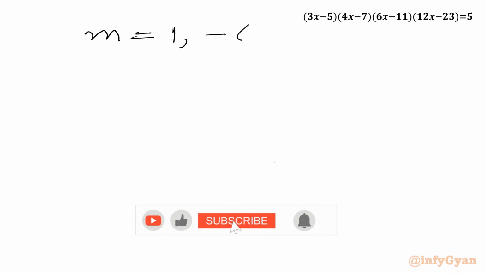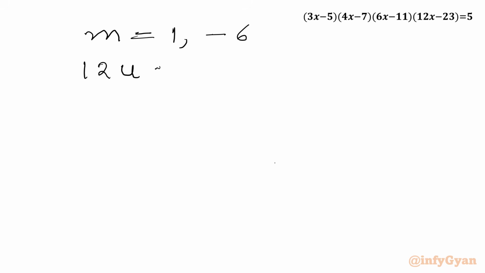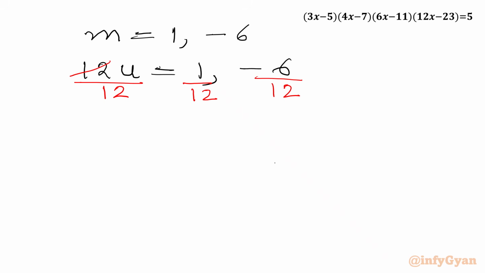Now m was our substitution 12u. Let me write here m equal to 1, m equal to minus 6. So in place of m, we'll write 12u equal to 1, minus 6. Now we will divide both sides by 12. So let us divide by 12 here and let us divide by 12 here. We will cancel 12, 12, we will get 1 over here. So u will become 1 over 12 and minus 6 over 12 is minus half.